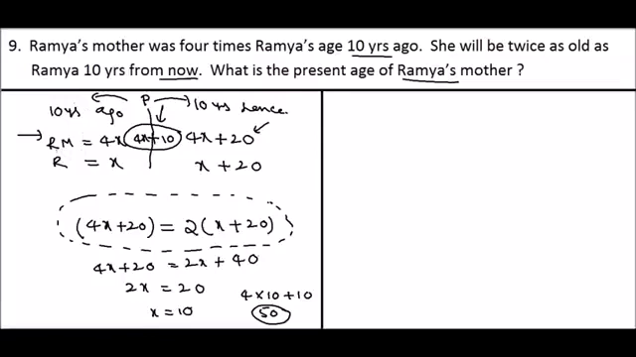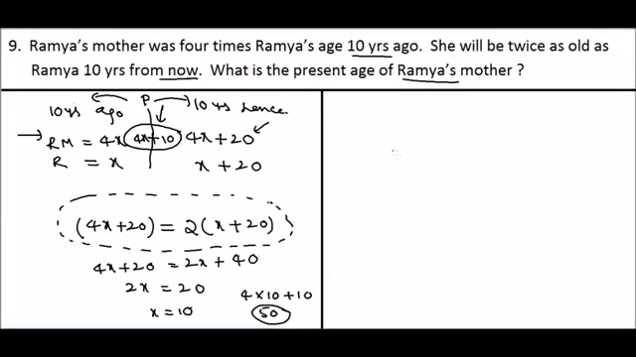10 years ago, Ramya's mother was 4x. At present, 4x plus 10. 10 years later, again 10 years, that is 4x plus 20. Similarly, Ramya. Then the equation: 10 years later, Ramya's mother 4x plus 20 is equal to 2 times Ramya's x plus 20. I got x is equal to 10. Ramya's mother's present age is equal to 50. This one 40 plus 10, I'll get 50. Got it?